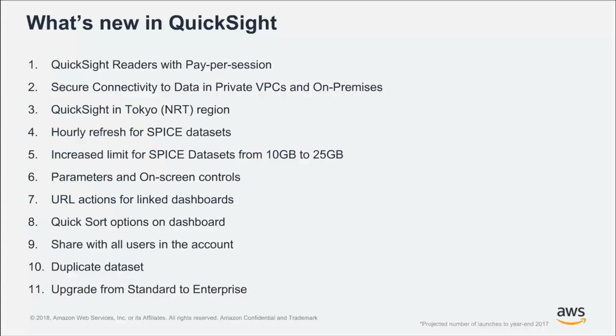We've also increased the data set size limit on SPICE data sets from 10 gigabytes to 25 gigabytes. So there's a pretty significant jump there. You can now, in a single data set, pull in up to 25 gigabytes in a SPICE data set. And then there are some additional features that we've been adding to make the dashboard experience and the content that you can create with QuickSight richer, more interactive, and more functional for your end users. And Jesse's going to show us all of that right now as we go into the demo.